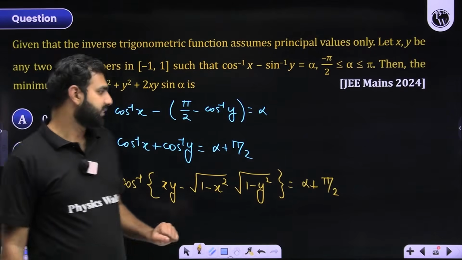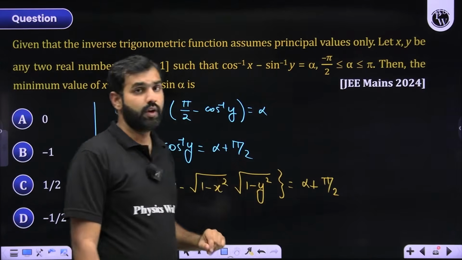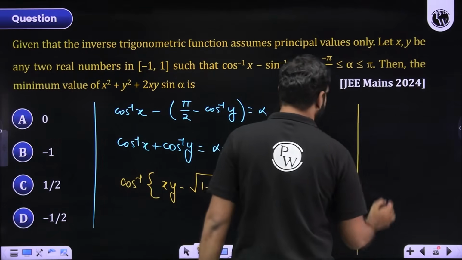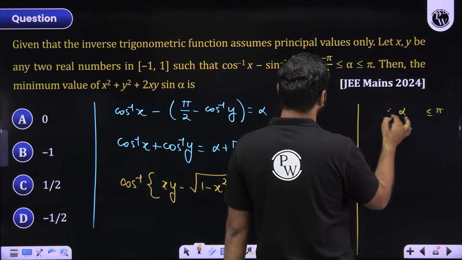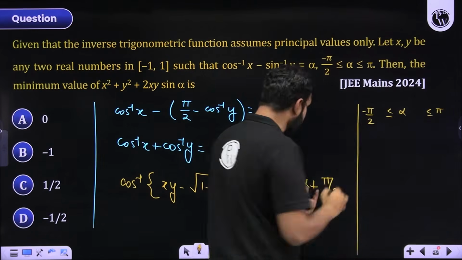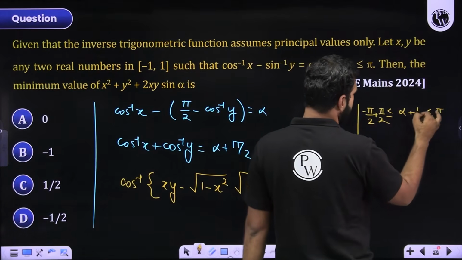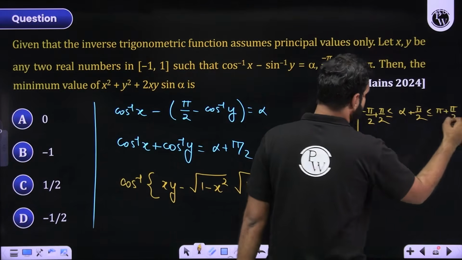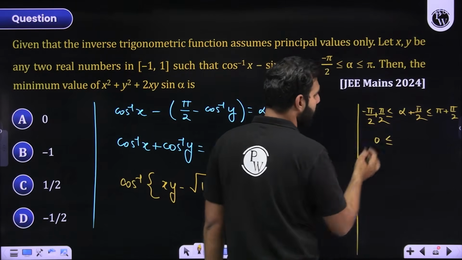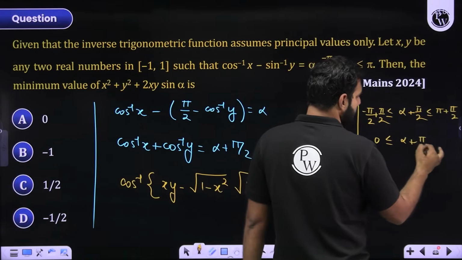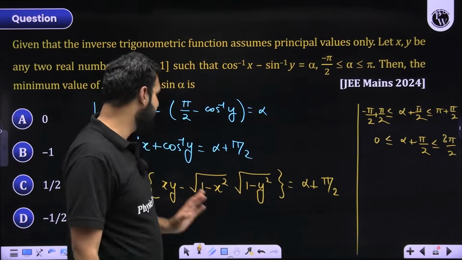Now, please understand, alpha is between minus pi by 2 to pi. So let me try and give you more clarity over here. We are told that alpha is between what? Minus pi by 2 to pi. So if I add pi by 2 on all the three sides, what do I have? I have pi by 2 here, here, and here. Did you get that? So alpha plus pi by 2 will be between 0 to pi plus pi by 2, which is 3 pi by 2. I hope there is no confusion on that.